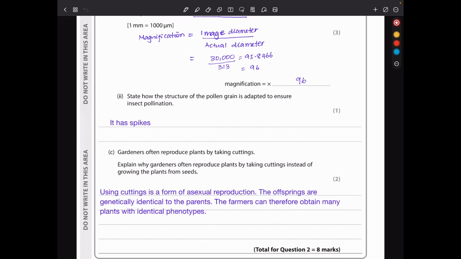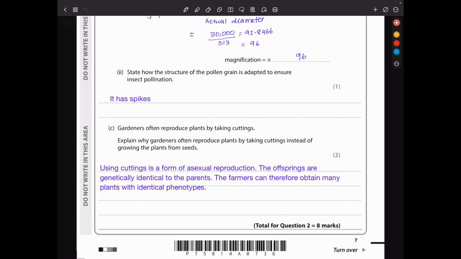Next they say gardeners often reproduce plants by taking cuttings. Explain why gardeners often reproduce plants by taking cuttings instead of growing plants from seeds. Because seeds come from gametes which are produced by meiosis, the seeds are going to have variation in DNA, but when we use cuttings, we create plants that have the same DNA, or that are genetically identical, and therefore they're going to have the same characteristics. So I said using cuttings is a form of asexual reproduction. The offspring are genetically identical to the parents, and the gardeners can therefore obtain many plants with identical phenotype. And actually, these plants can be maintained within a shorter period of time.